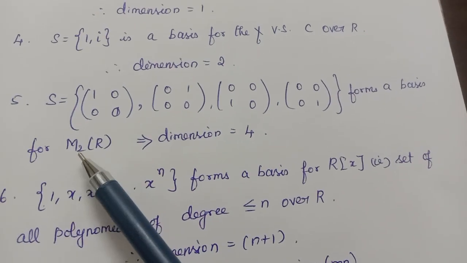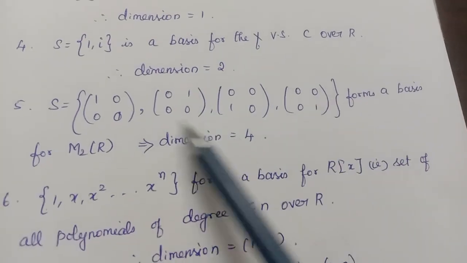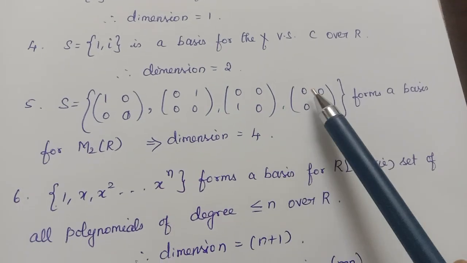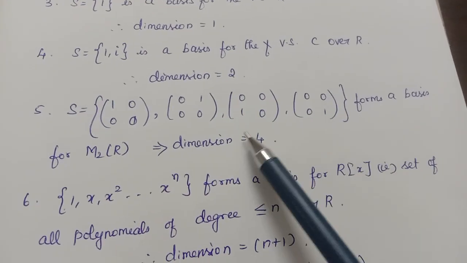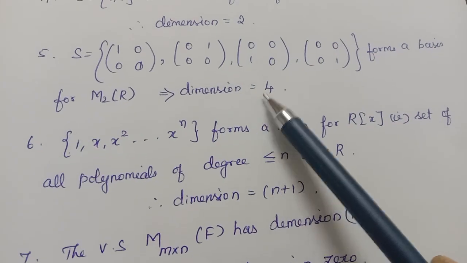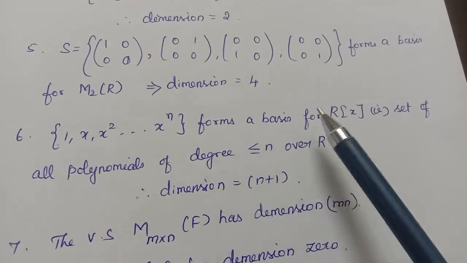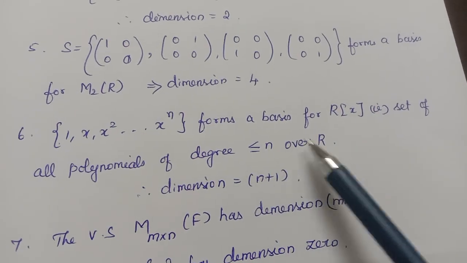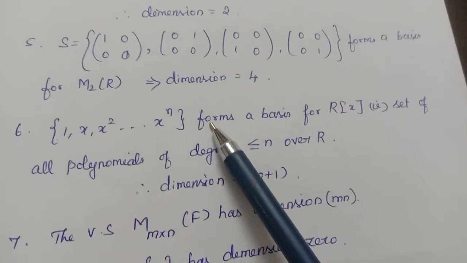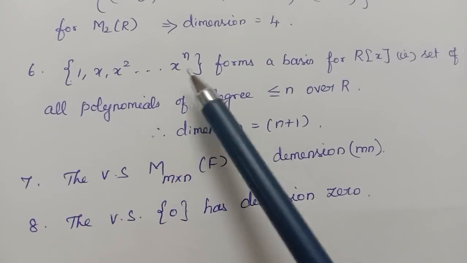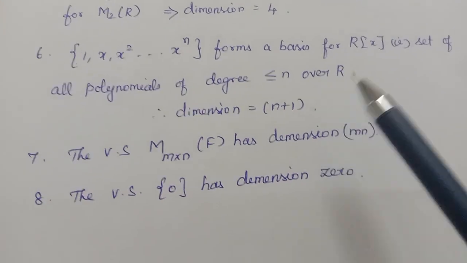And M2 of R. For M2 of R, this is the basis: 1 0 0 0, 0 1 0 0, 0 0 1 0, 0 0 0 1, and dimension is equal to 4. Next one is for polynomials. Set of all real polynomials of degree less than or equal to n. This is the basis: 1, x, x square, up to xn. How many elements are there? n plus 1. So the dimension is equal to n plus 1.